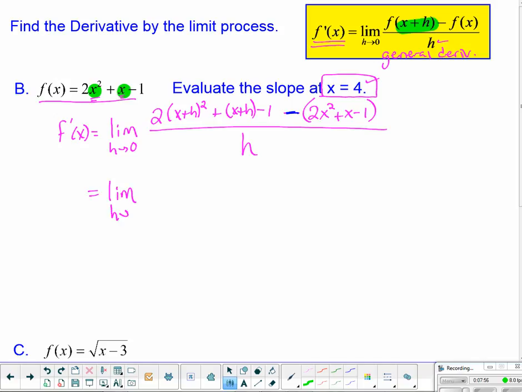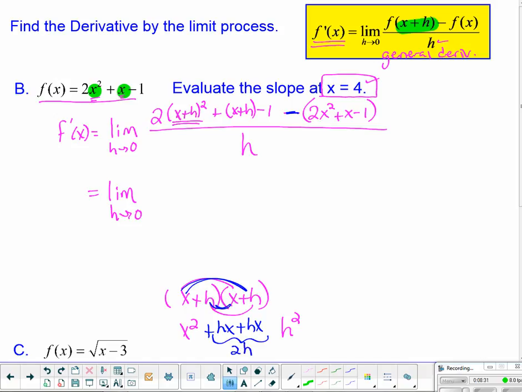The limit as h goes to 0. I'm going to square this out, and remember, squaring will look like this, x plus h times x plus h. We know we multiply the first, which gives us x squared. We'll multiply the last, that gives me h squared. And then I get the combination of the inner and outers. That'll give me a plus xh and another plus xh, or hx. Grand total in the middle is 2xh.